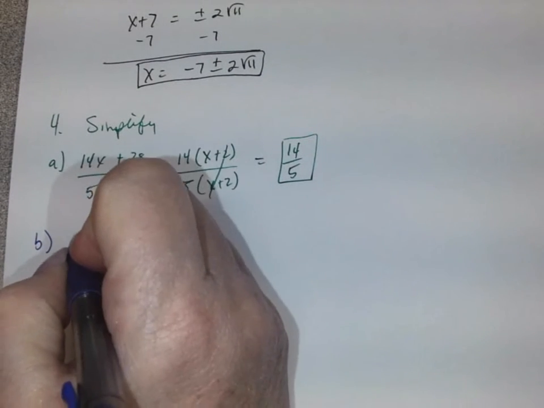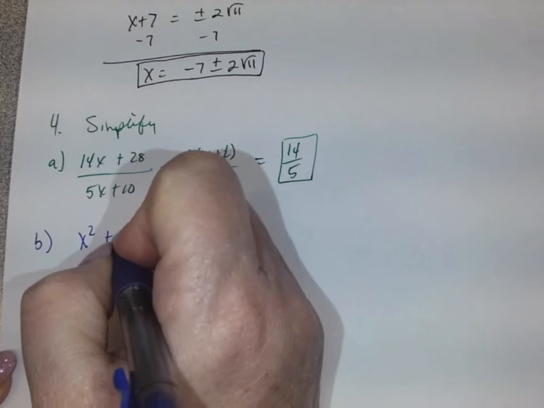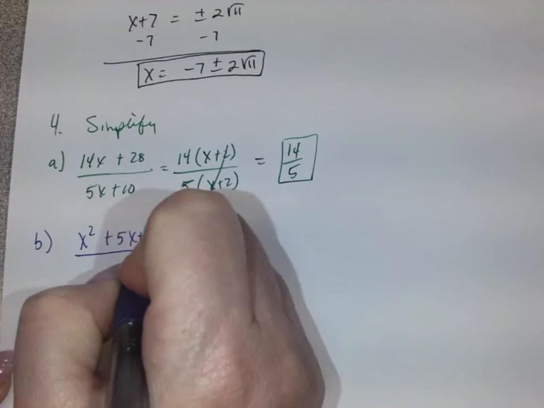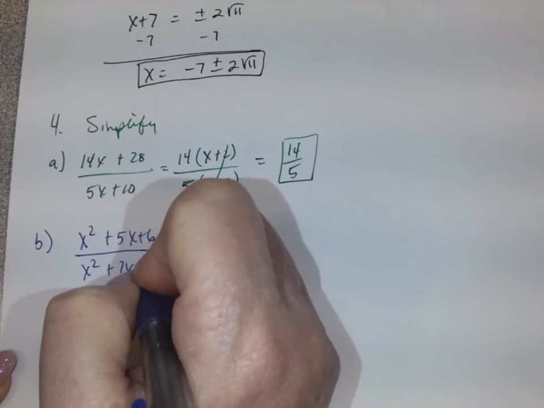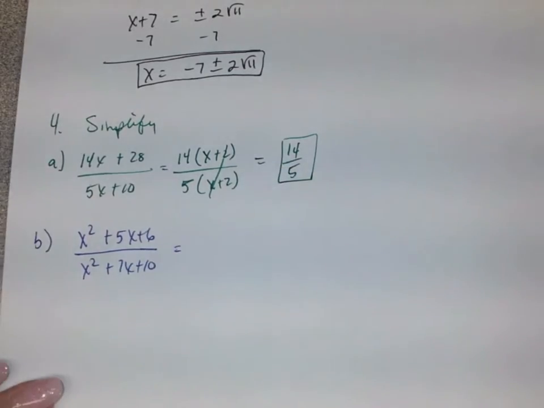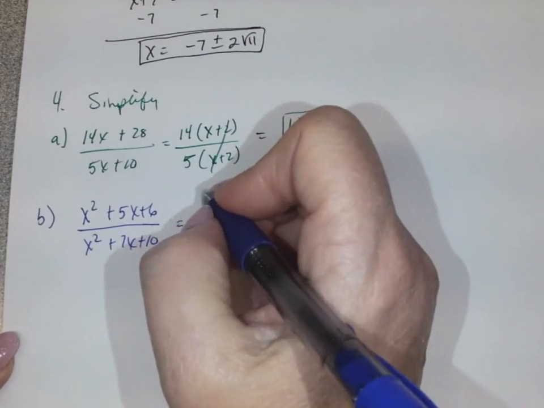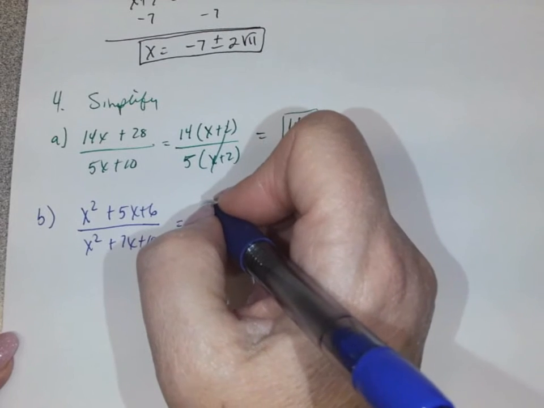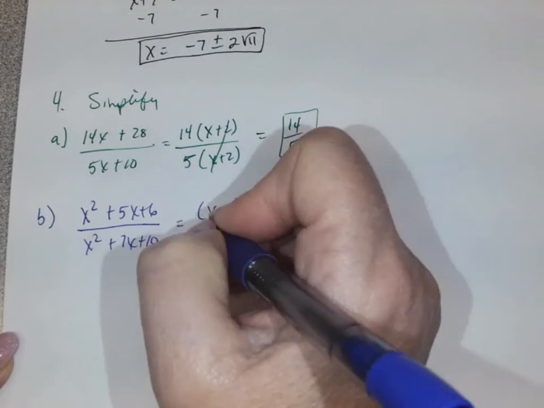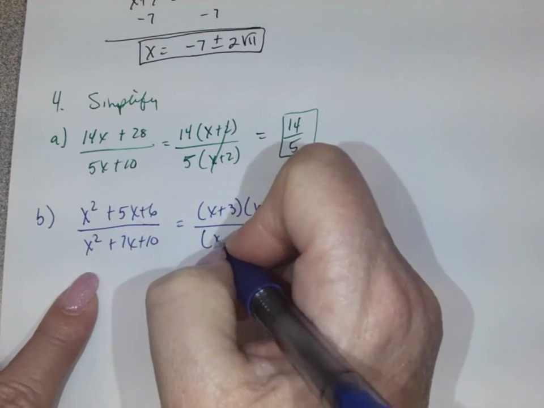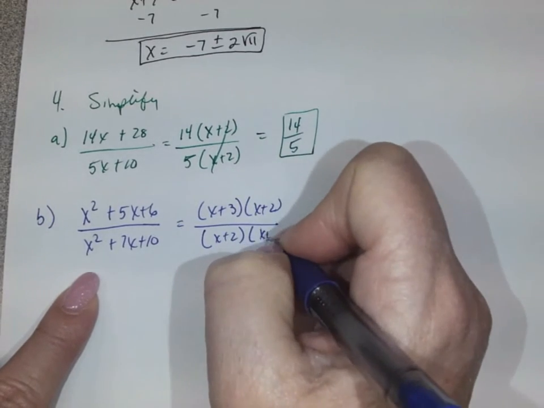Our second term is x squared plus 5x plus 6 over x squared plus 7x plus 10. So we need to factor both parts of our fraction. So the top part will have x plus 3 times x plus 2, and on the bottom we have x plus 2 times x plus 5.